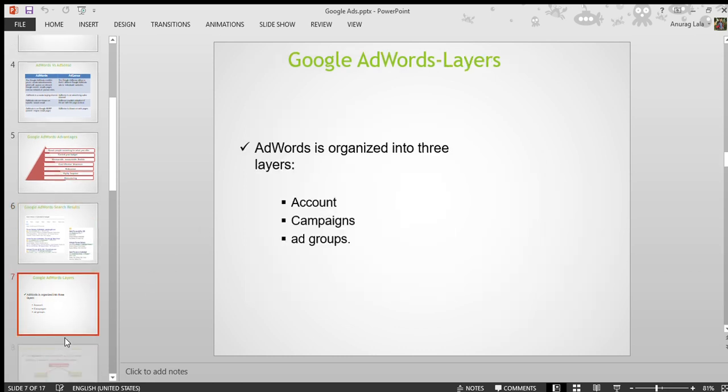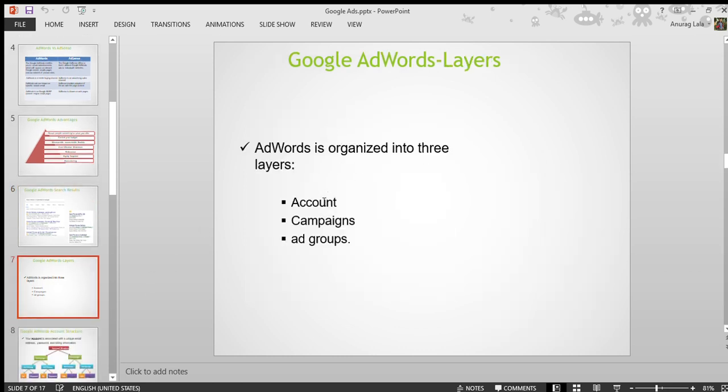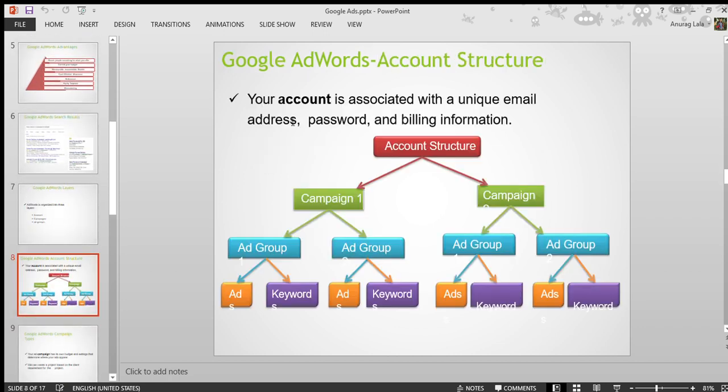Now, AdWords is organized into three layers: account, campaigns, and ad groups. A particular account is associated with an email address and your password. It's simply your Google account, nothing else. Your account can have more than one campaign. It can have multiple campaigns. A campaign determines a particular type of product. Suppose I am the owner of a particular e-commerce company. I'm selling clothes. I'm selling electronic products. So my campaign can be electronics. Within that campaign, I can have ad groups.